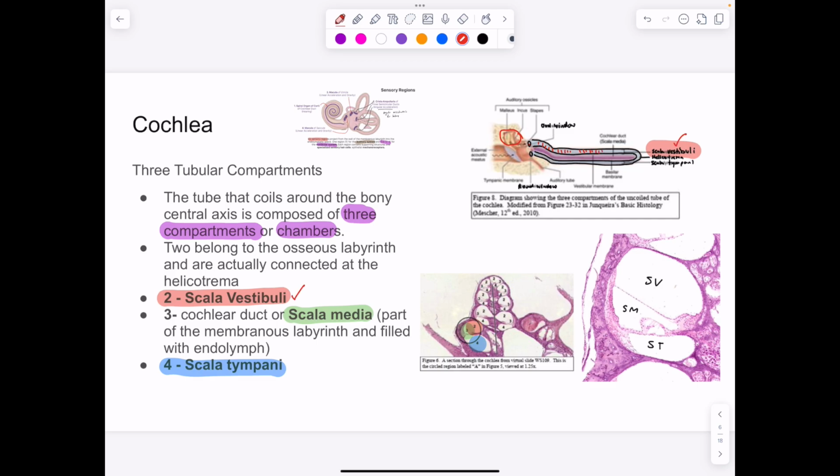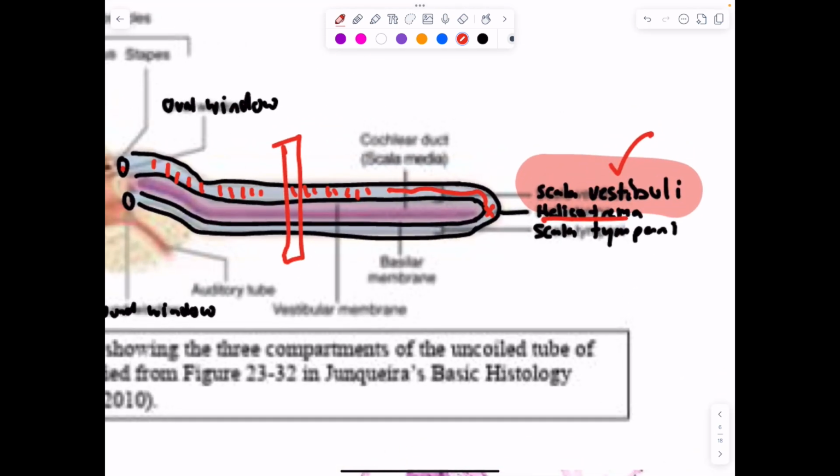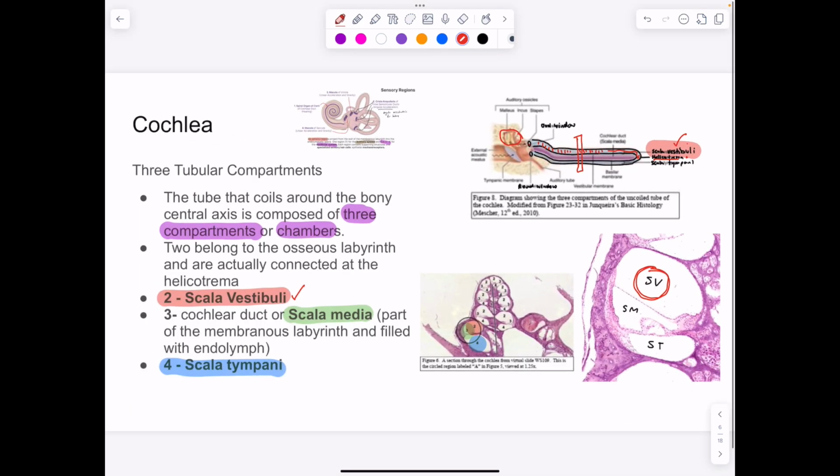All right, so scala vestibuli right here. So we're seeing a cross section through this tube, right? And so at the very top, we have the scala vestibuli. That will continue, and at the apex, which we call the helicotrema, the scala vestibuli meets up with the scala tympani, so that's this guy right here.